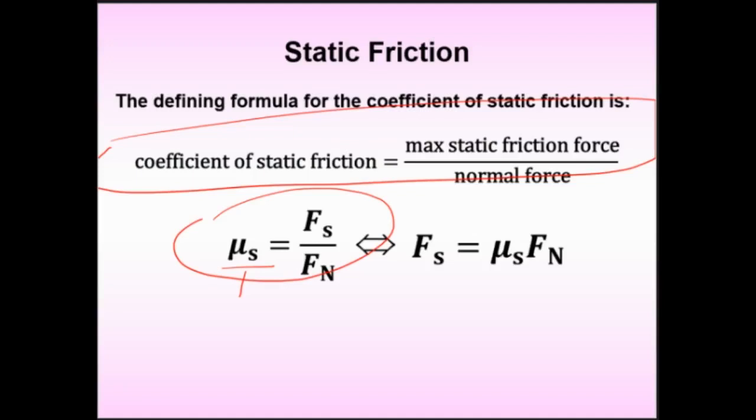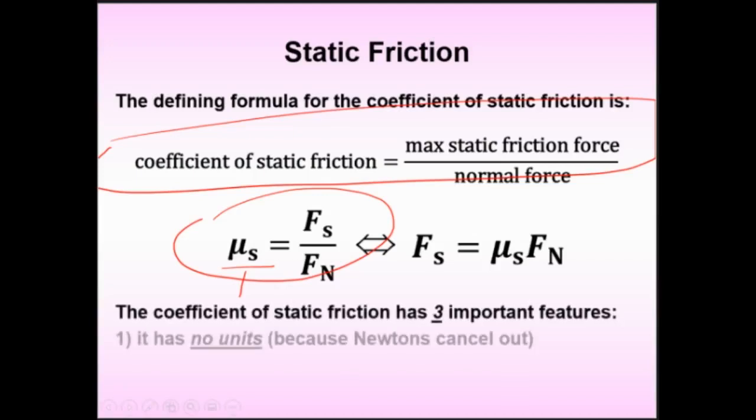What kind of properties does any mu s have? Well, three of them. Number one, it has no units. Absolutely no units. By the way, this is almost the first time in physics that we talk about what we call a unitless, or in physics, the official name is a dimensionless quantity. And why does it have no units? Because this is going to be a number, and this is going to be a number in newtons.